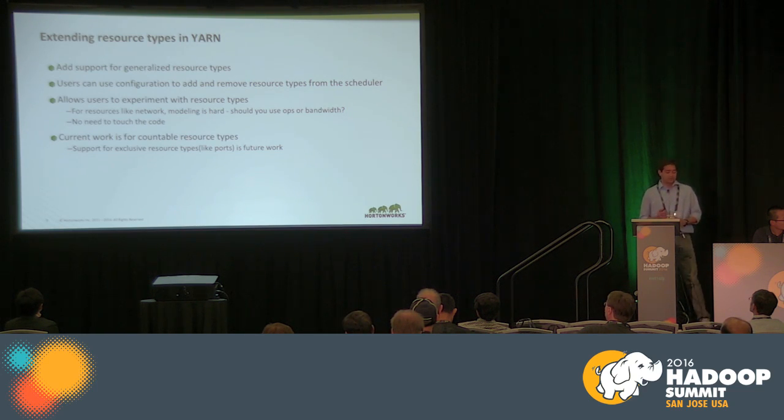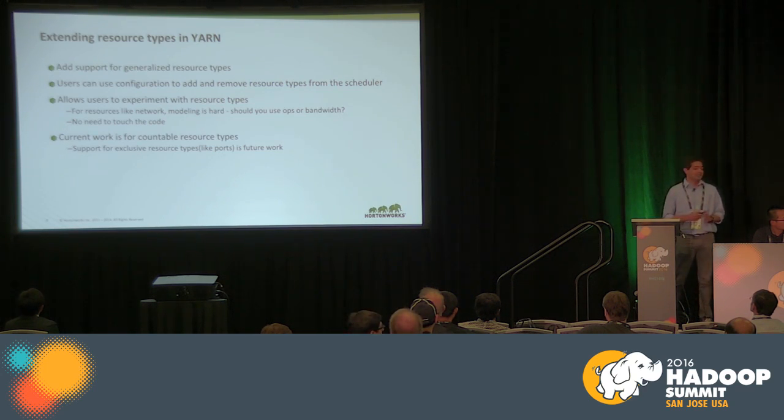This will also allow users to experiment with resource types. A good example of this is disk, or even network. When people say I want disk as a resource type, and you ask them, well, do you want disk IOPS or disk bandwidth? Immediately the conversation starts going in awkward directions. People really don't know until they try it out.